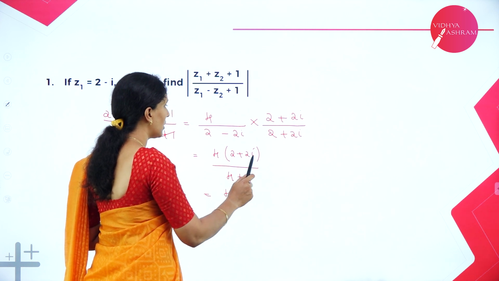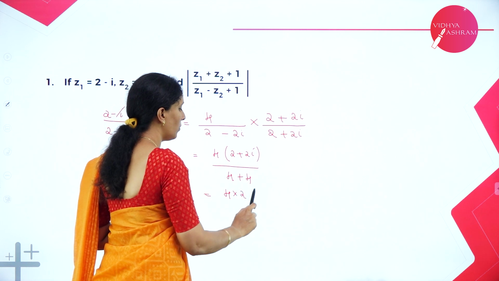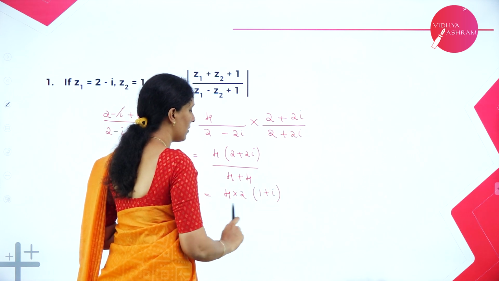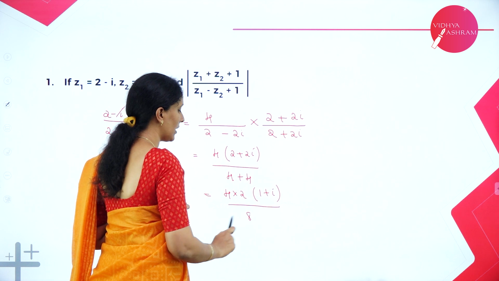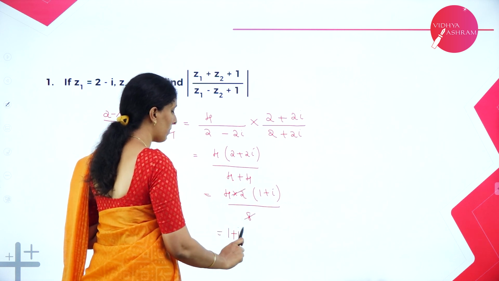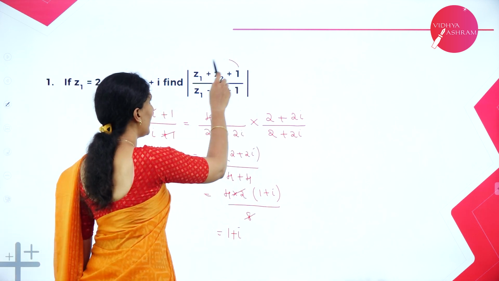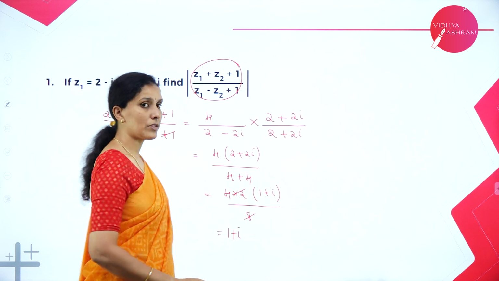You can also take 2 as a common factor here. Again you will get 2 into 1 plus i divided by 4 plus 4, which is 8. 4 2s are 8, 8 gets cancelled. So the value is equal to 1 plus i. Now we need to find the modulus of this. So this complete thing is solved and we got the value as 1 plus i.